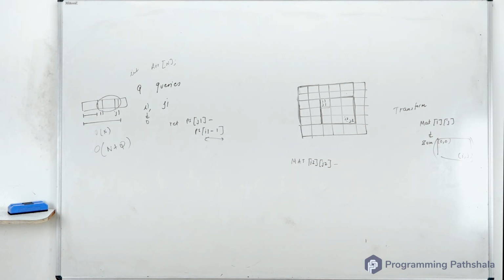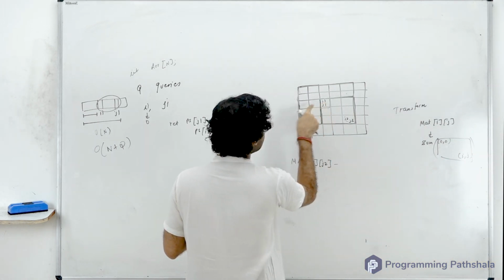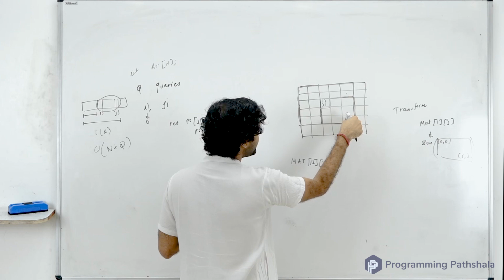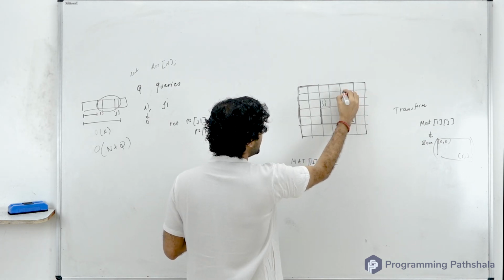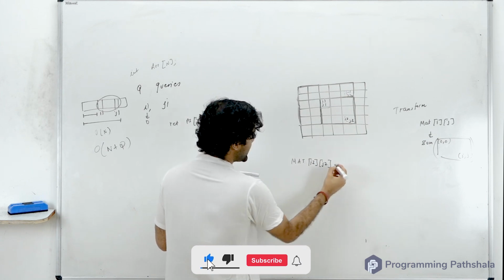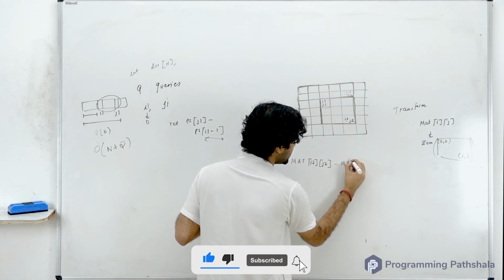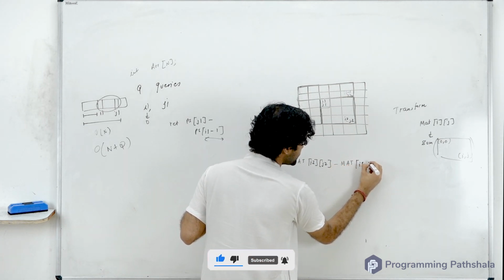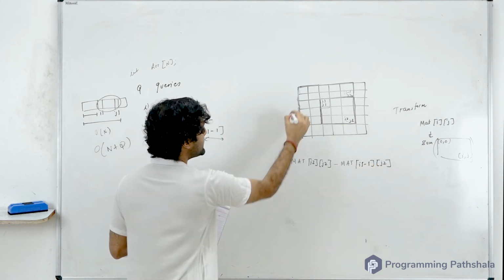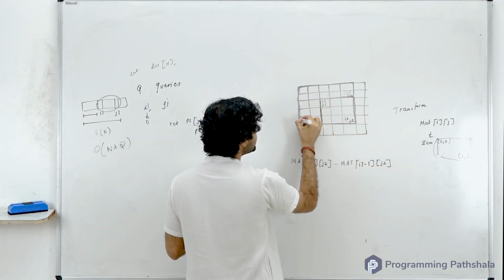Because if this cell is in row I1, the previous row is I1 minus 1 and this column is the same as J2. So this thing is I1 minus 1, comma J2. So I will minus from here I1 minus 1, J2. Okay. So I have minused this thing. But I should minus this thing also, yes or no?